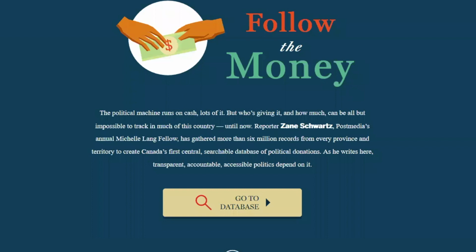So I'm just going to share my screen because I think that a much more talented designer than I at the National Post built it, and it'll give you a sense of what I'm talking about. So there's a microsite for this project. And the core of it is this database.